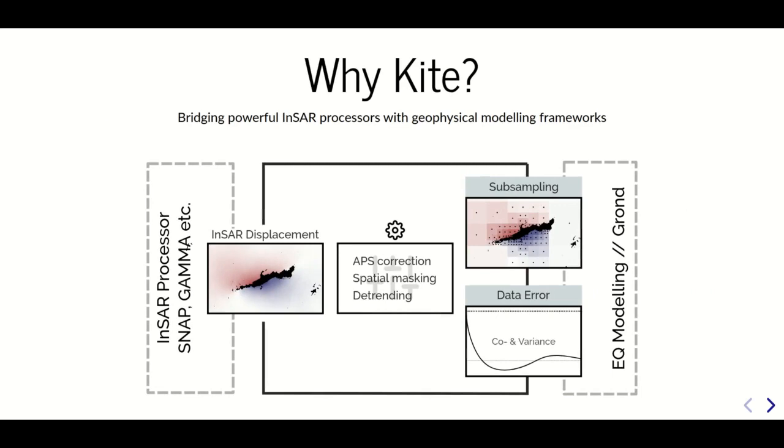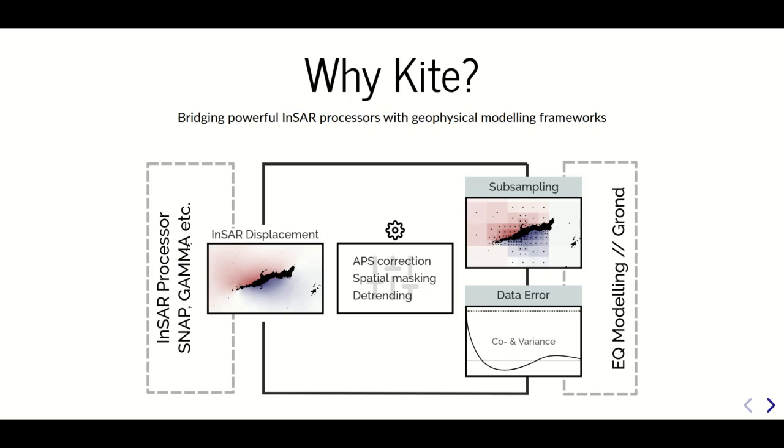So, which problem is Kite solving? On the one side, we have very powerful SAR and InSAR processors, like SNAP from ESA, GAMMA, ROI_PAC, and a growing number of online InSAR processing centers, like the ARIA service from NASA. On the other side, we want to model this high-resolution satellite surface displacement data, say co-seismic displacements from earthquakes or volcanic unrest, using geophysical methods. And in between, we need to process this very high-resolution InSAR data.